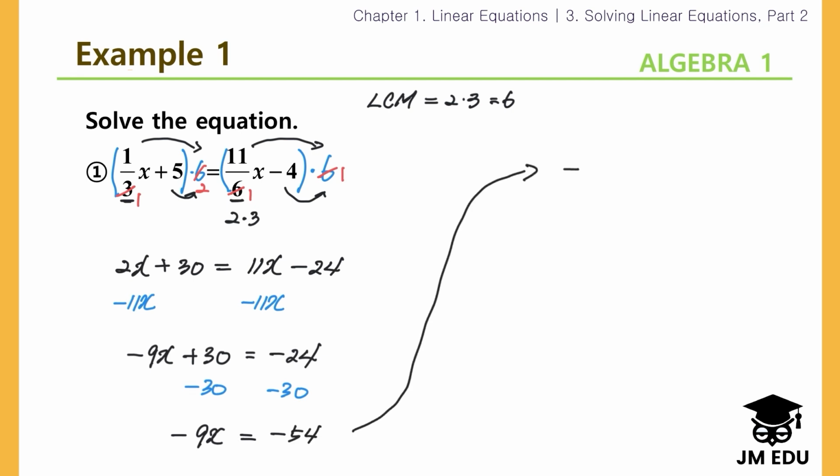So minus 9x is equal to minus 54. Last step, divide each side by negative 9, right? So x is equal to, 6 times 9 is 54. So that's going to be 6.